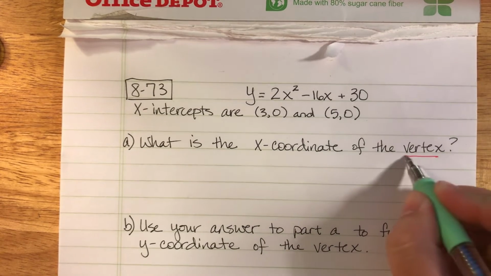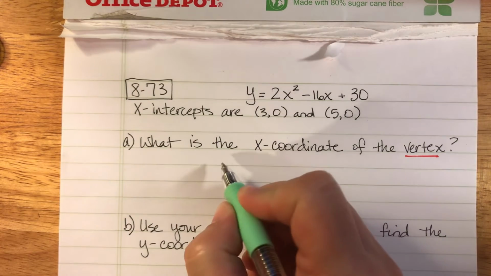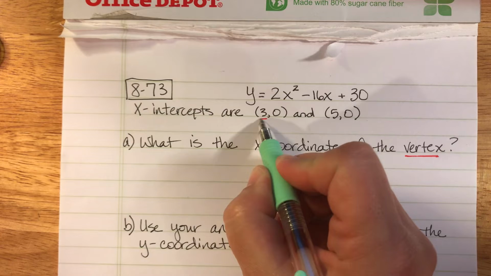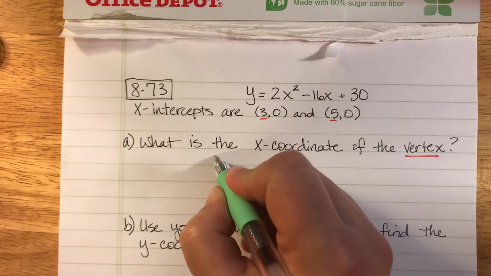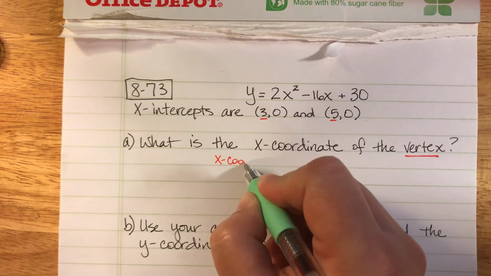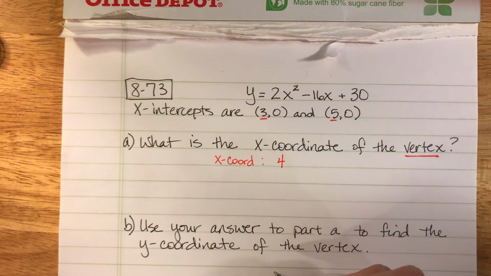So I'm looking for the vertex. And what we learned about parabolas and quadratic equations is that the vertex is always exactly halfway between the two x-intercepts. So if I want to find the halfway point of 3 and 5, well, this one's pretty easy because 3 and 5 are 2 apart, so 4 is halfway in between. So the x-coordinate is 4.